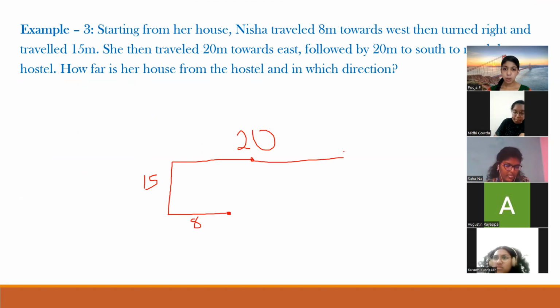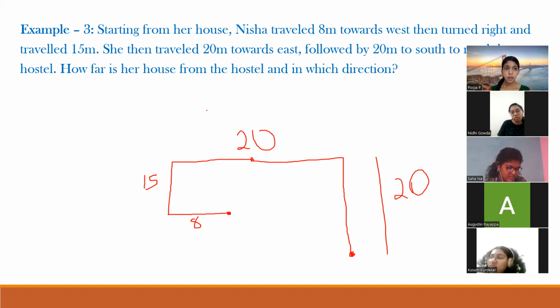Followed by 20 to the south. So from here till the point where she started is 5. Another 5 to the bottom. Yeah, that is where her hostel lies. That is her final destination. That is here. So this entire thing is nothing but 20. Okay, how far is her house from the hostel? That is nothing but this direction, or this distance. Yeah, this distance. And the second part of the question is in which direction? Which direction? Pretty simple, east.